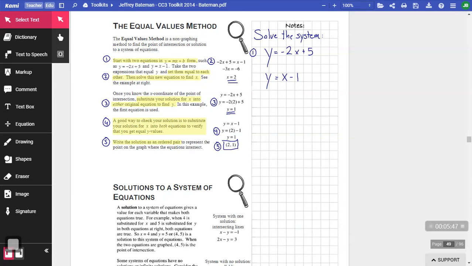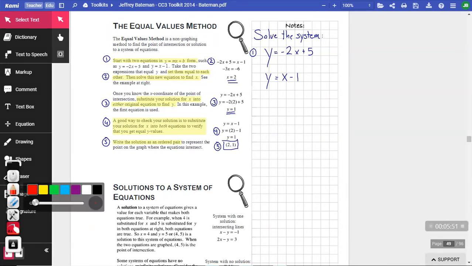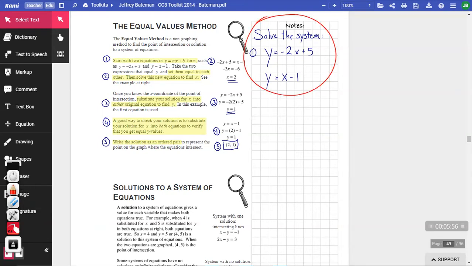Now they give you an example here, but one thing that I did was I actually wrote the problem down on the right-hand side. They said the problem in here, it said, start, I'm looking right here at step 1, it said start with the 2 equations in y equals mx plus b form, slope-intercept form, such as y equals negative 2x plus 5 and y equals x minus 1. That was the problem, but it wasn't very clear, and it kind of looks like that was the problem, and that would be confusing for you. So I would encourage you, please write down the original problem.